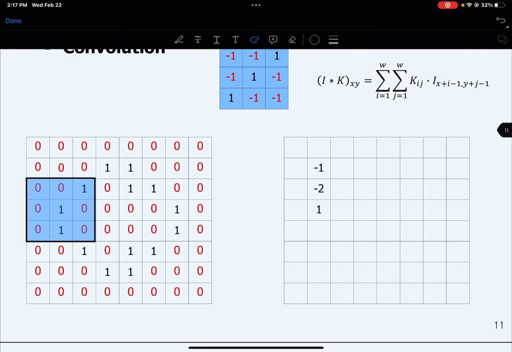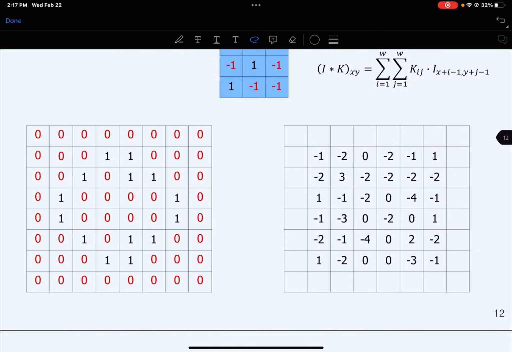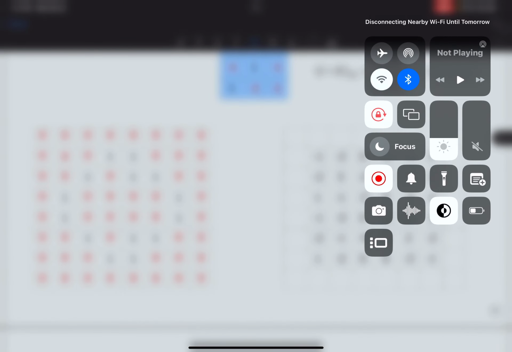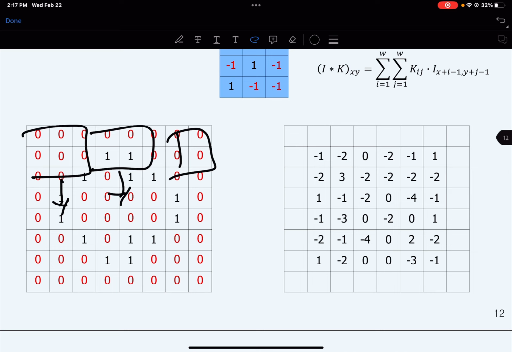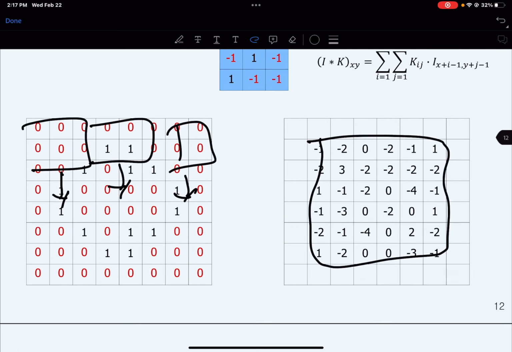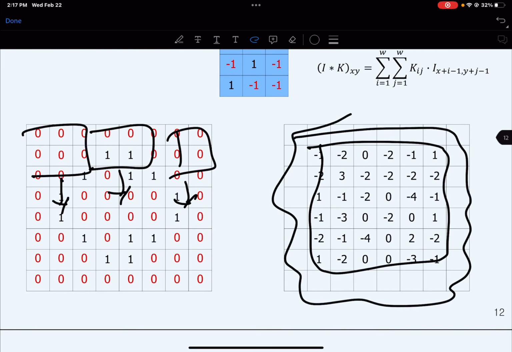The next one we get is 1, and similarly we slide the window first downwards, then this, and we get these values. After obtaining these values, we are left with the outermost part.